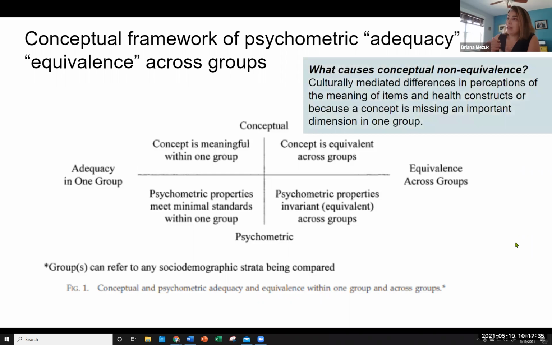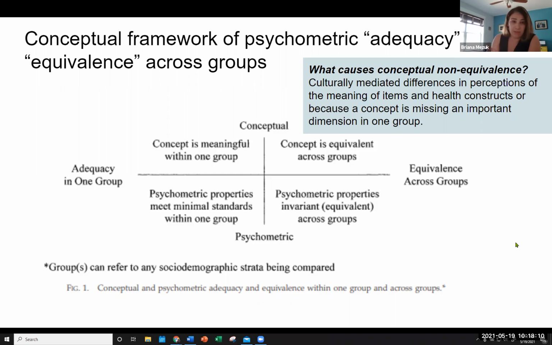So what causes conceptual non-equivalence? What the Stewart paper says is that conceptual non-equivalence, which refers to the idea that the concept is meaningful within one group, but not meaningful within another, or that the meaning of the concept, rather, is not the same across the two groups, is going to be due to differences in perception of the meaning of items or the constructs, or because a concept is missing an important dimension in one group.